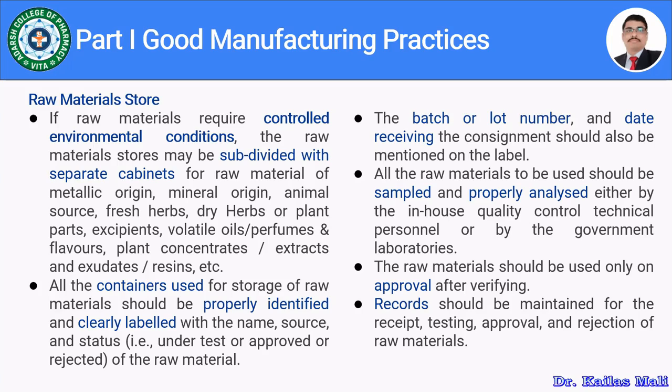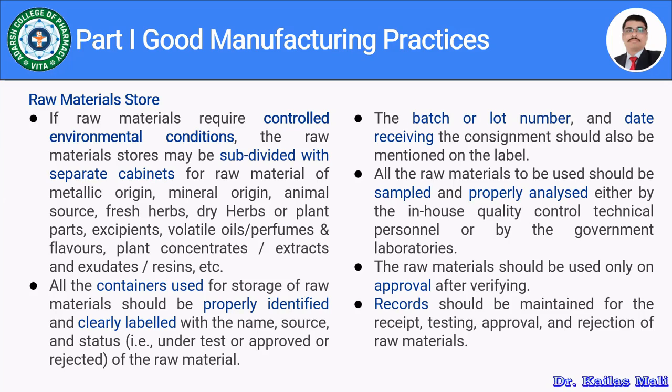All the containers used for the storage of raw material should be properly identified and clearly labeled with the name, source, and status under test, approved, or rejected of the raw material. Whatever raw material reaches the raw material store should be stored in the proper container. Then whatever container is there should be labeled with its name, source, and status as under test, approved, or rejected.